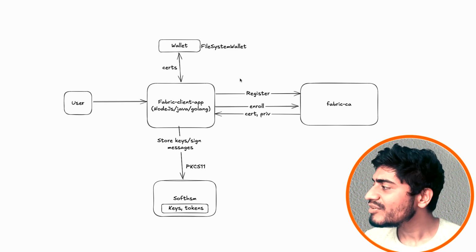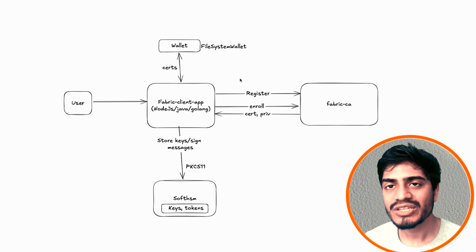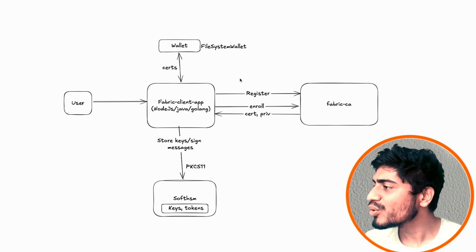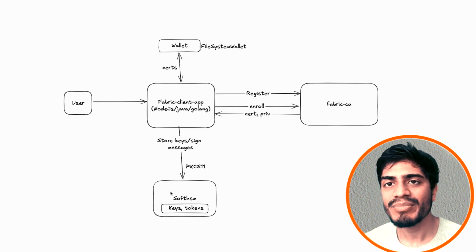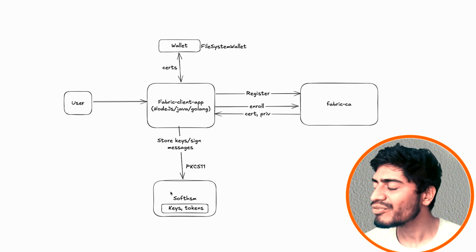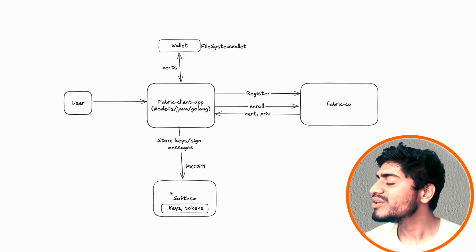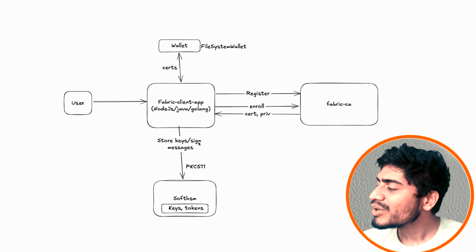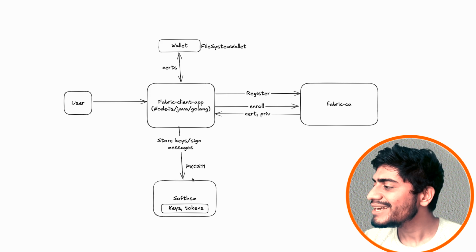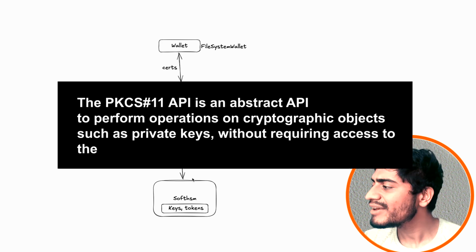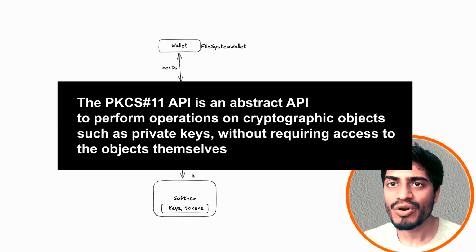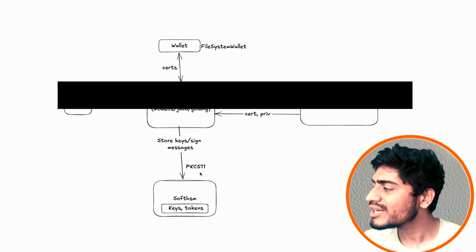Now, when we want to integrate Fabric CA with the SoftHSM, this is how it is going to look like. So your SoftHSM is running here. Again, SoftHSM is a software-based implementation of HSM. We typically don't use SoftHSM in production, but for testing and development purposes, you can use SoftHSM. So in order for the Fabric CA client application to interact with the SoftHSM, we need a library called the PKCS11 library. Again, whenever you install SoftHSM, you will get this library out of the box available on your machine.